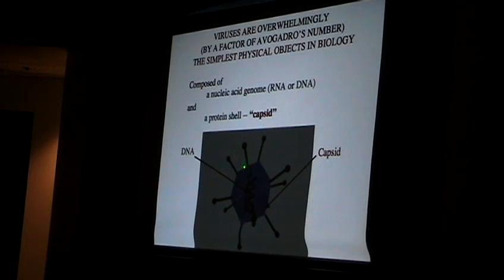The simplest viruses are made of a genome, which can be either RNA or DNA, and a protein shell which is called a capsid. The capsid protects the genome because the virus infects a cell and goes from one cell to another in pretty adverse conditions, so the role of the capsid is to protect the genome. So you already see that viruses are really the simplest physical objects in biology.